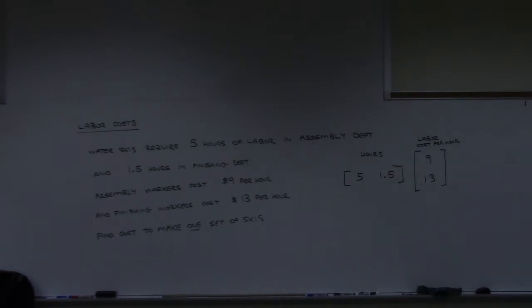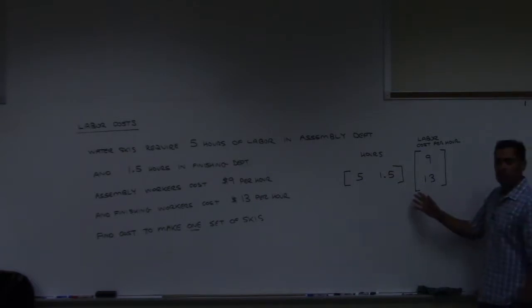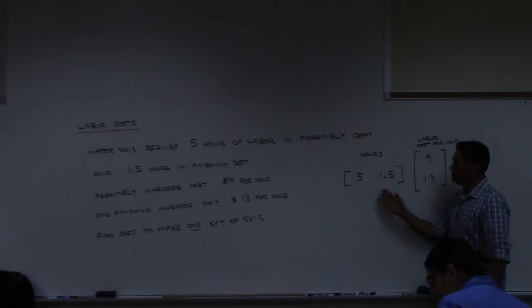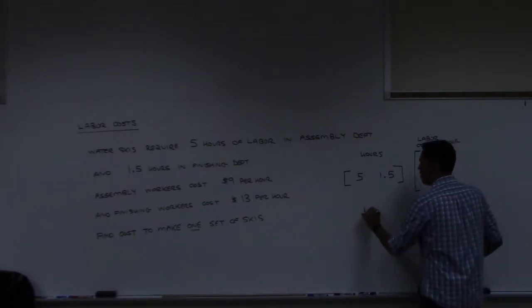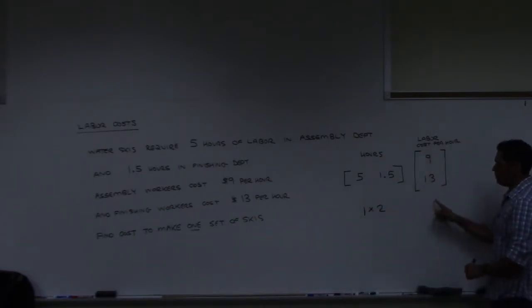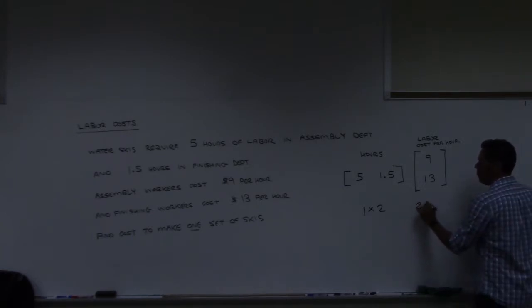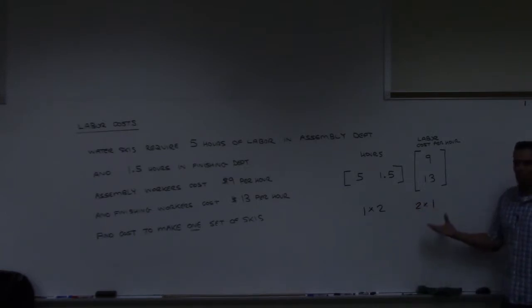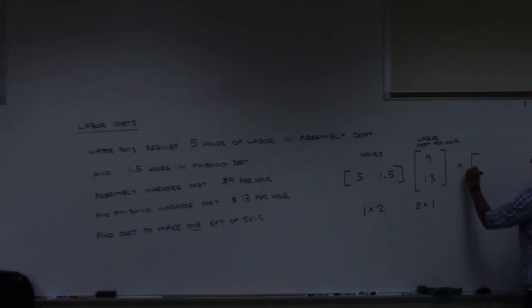Right? You see these two matrices? This is a what by what? This is a 1 by 2. This one is a 2 by 1. Can you multiply these two together? Yes, the twos match. Your answer will be a 1 by 1. A 1 by 1 just means one number. And let's see what that number turns out to be.